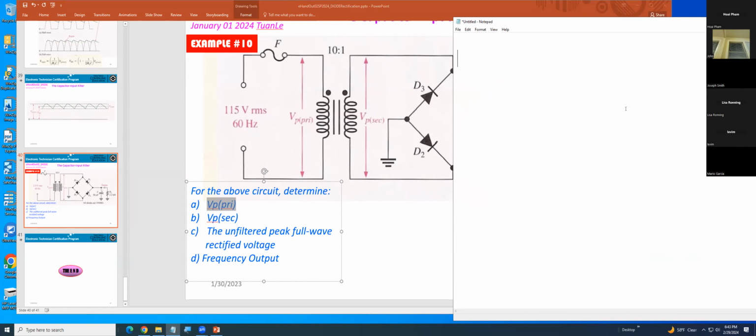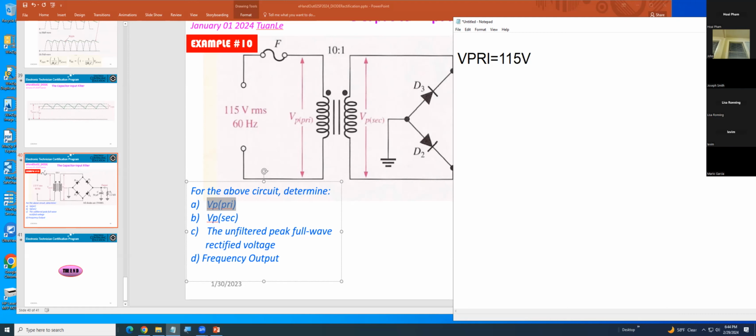Okay, basically they give it to you. V primary, right? V primary, V peak, equal 150.